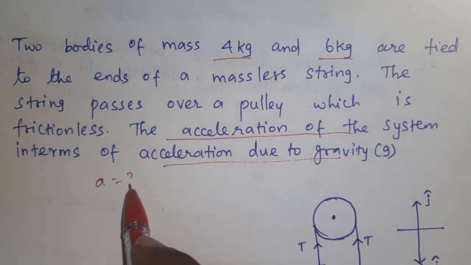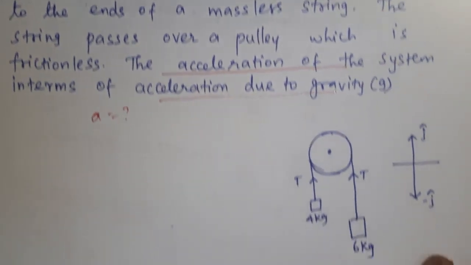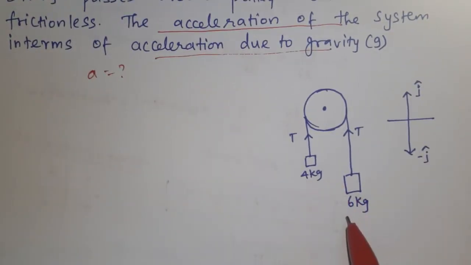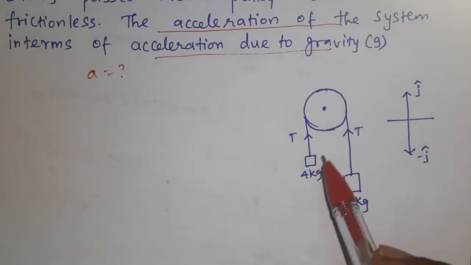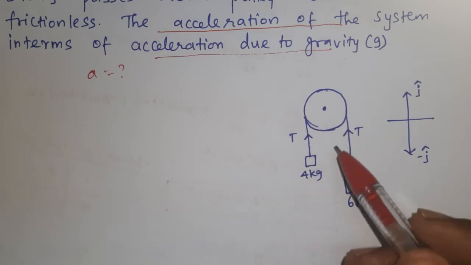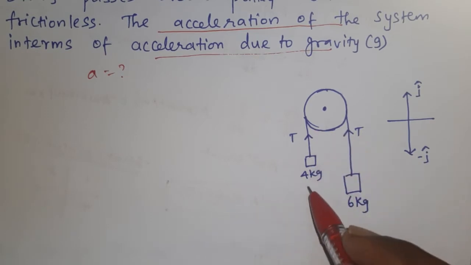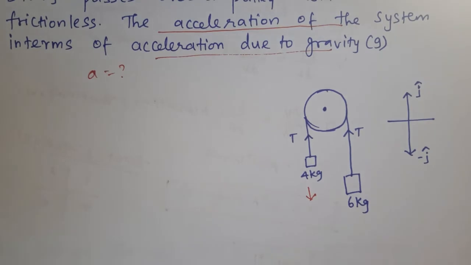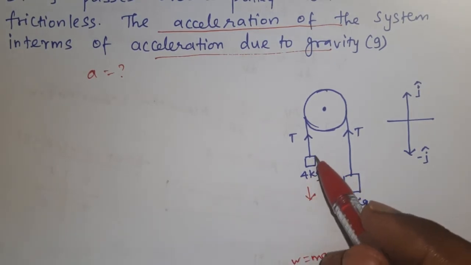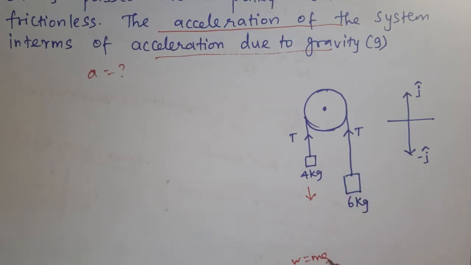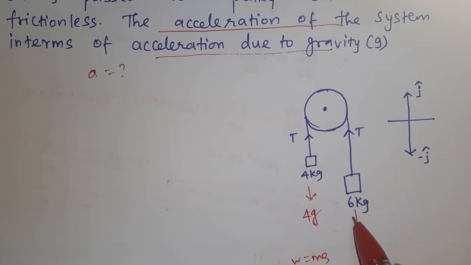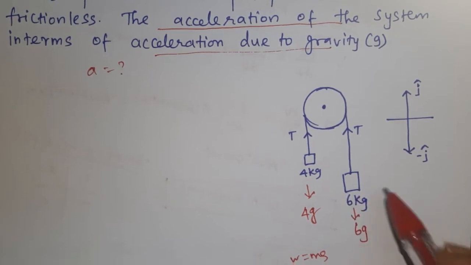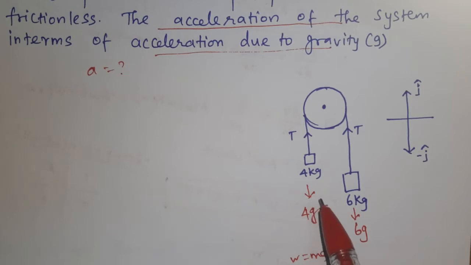So we have to find the acceleration a. This is a two body system. One is 4 kg, another is 6 kg. The tension is acting in the upward direction. For the 4 kg body, the weight will be acting downward. So the weight formula is W = mg, where the mass of the first body is 4 kg, so m is 4, and g is acceleration due to gravity. Then for the 6 kg body, the weight also acts downward, so here 6g. Now you can use the free body diagram concept.